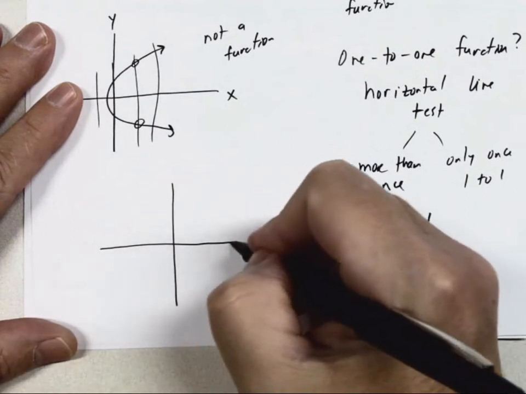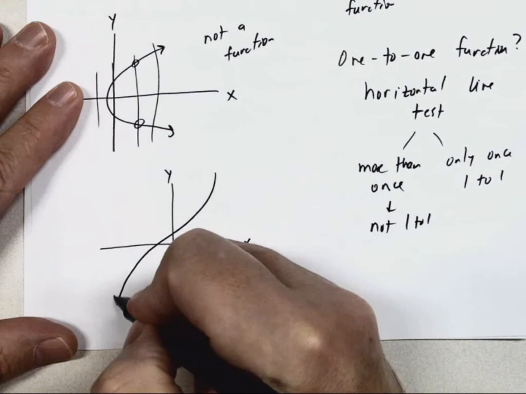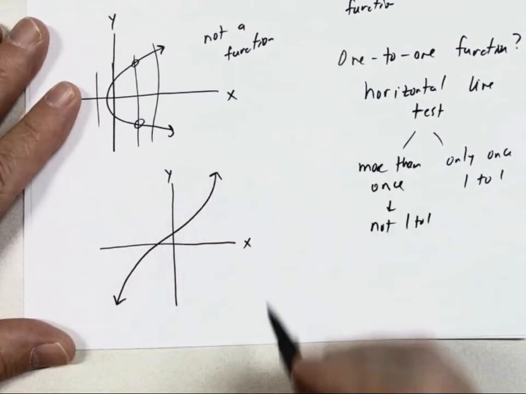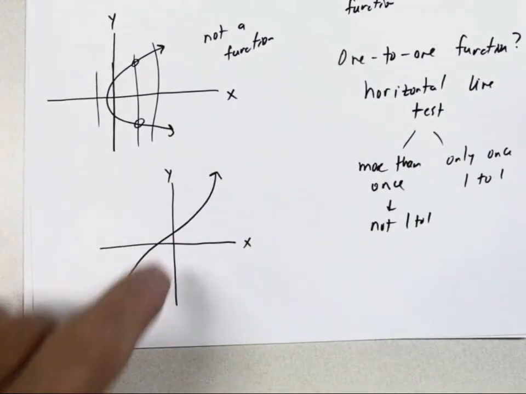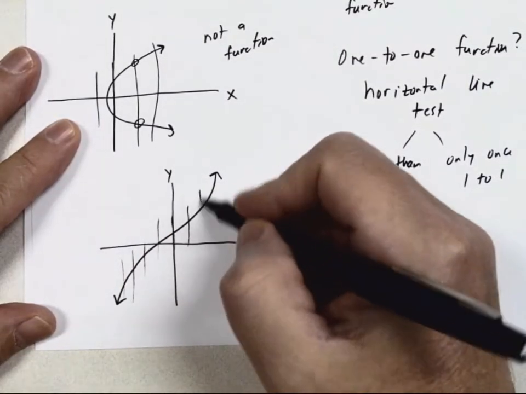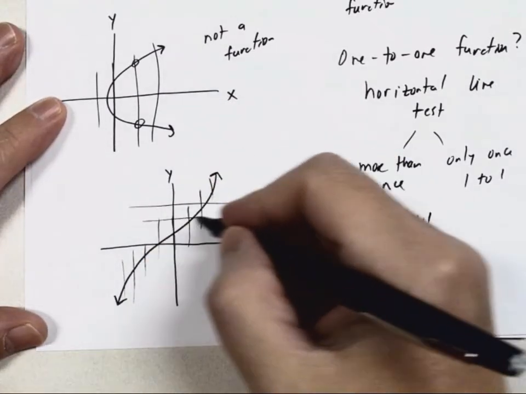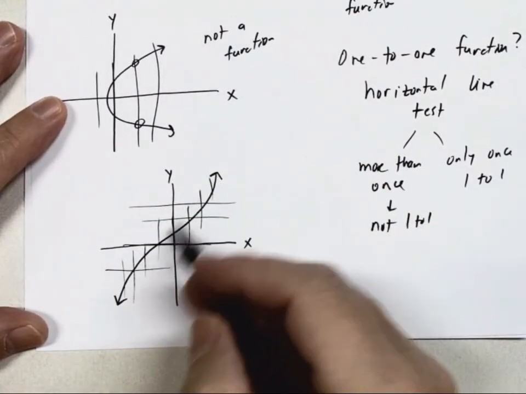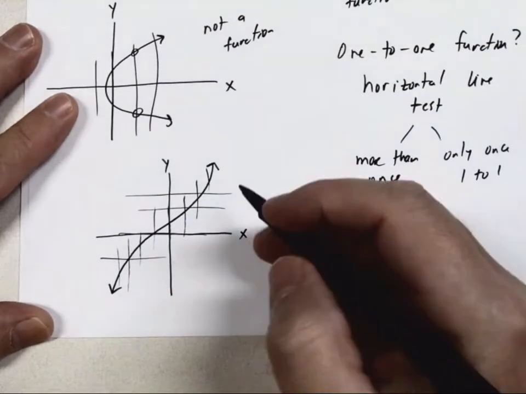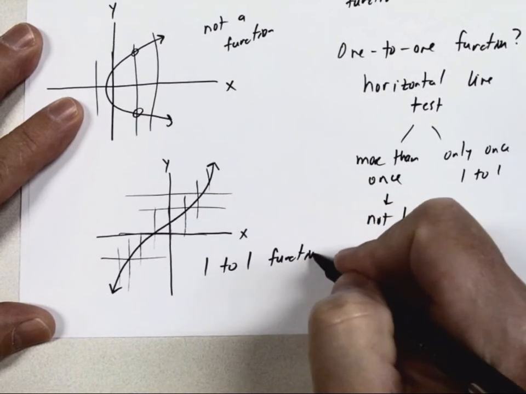How about I draw a third graph? Is this graph a function? Vertical line test. It's only going to cross it once. It is a function. Is it a one-to-one function? Horizontal line test only crosses the graph once. This is a one-to-one function.